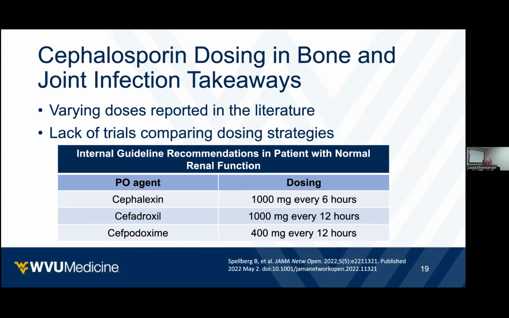So for key takeaways, I had noted the varying doses that were reported in the literature, as well as the lack of trials that directly compare dosing strategies between different cephalosporins. Here is what our internal guidance recommends in patients with normal renal function. So patients can be treated with cephalexin, a gram every 6 hours, cefadroxil, 1 gram every 12 hours, and then the recommended dose for cefpodoxime is 400 milligrams every 12 hours. And this just goes back to definitely making sure we achieve the appropriate time above the MIC and we maximize both the dose and the frequency of the antimicrobial that we're using.